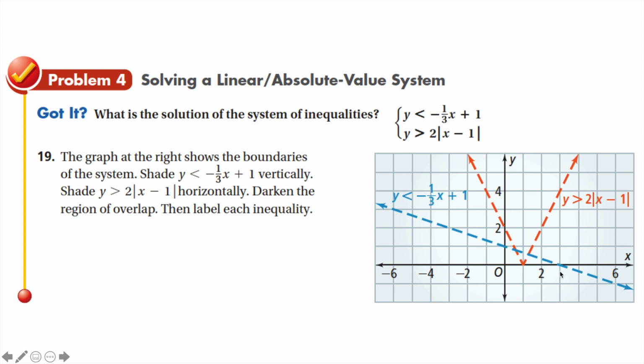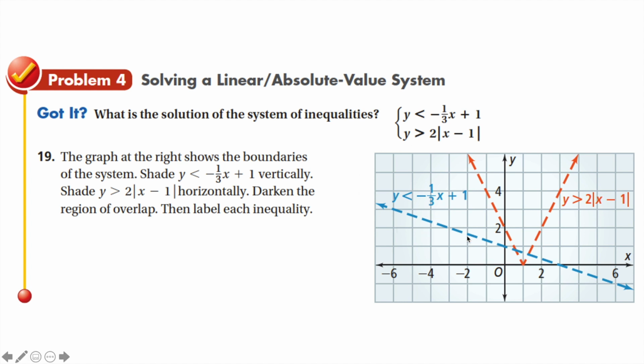So the graph that is given right here is on the right. Let's just figure out where we have to actually darken in. So the graph at the right shows the boundaries of the system. Shade y is less than negative 1/3 x plus 1 vertically, and shade y is greater than 2 times the absolute value of x minus 1 horizontally. Right? Darken the region of overlap, then label each inequality.